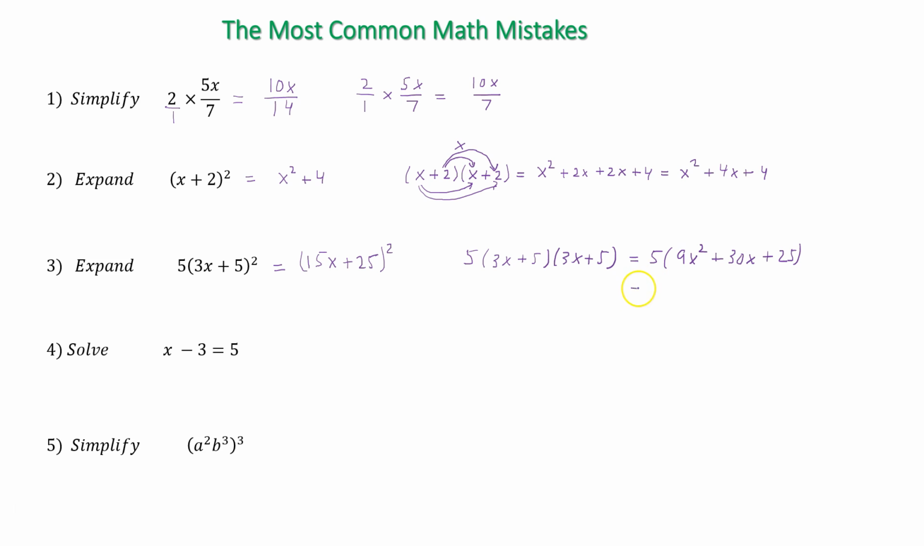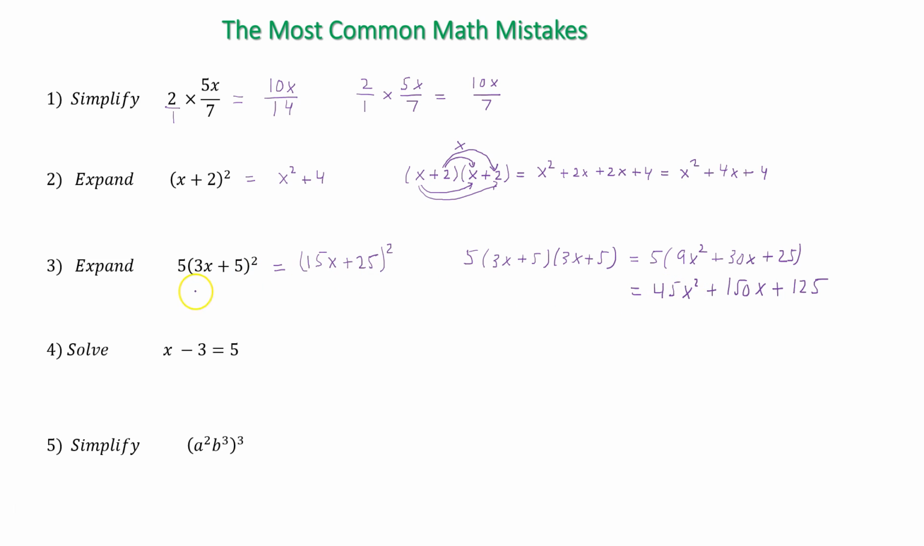And then what I'm going to do now is distribute the 5 in, which is going to give me 45x squared plus 150x plus 125.